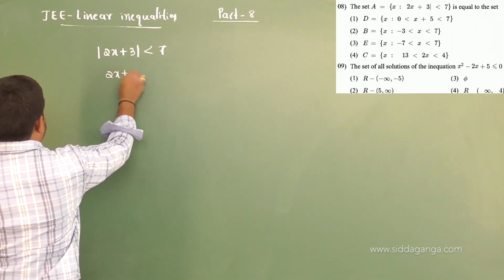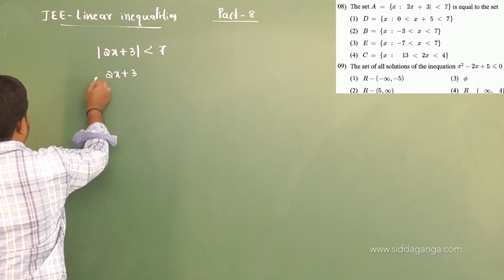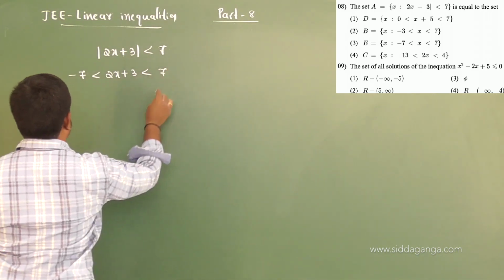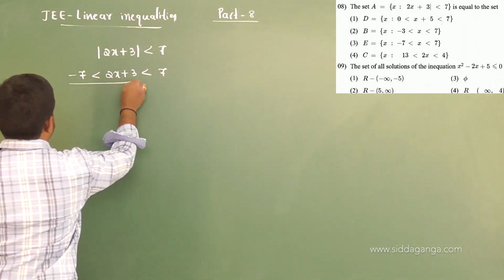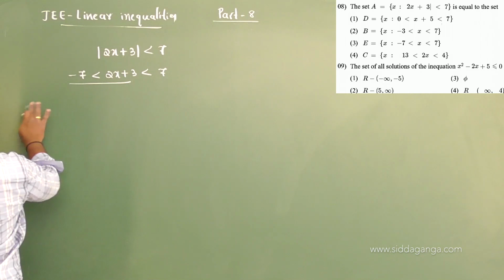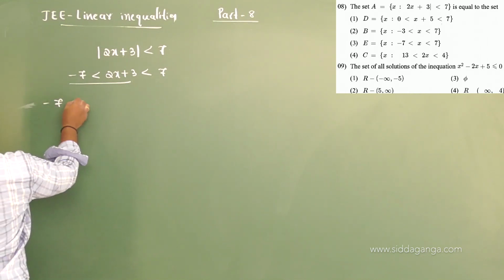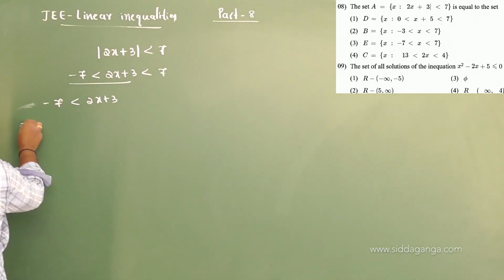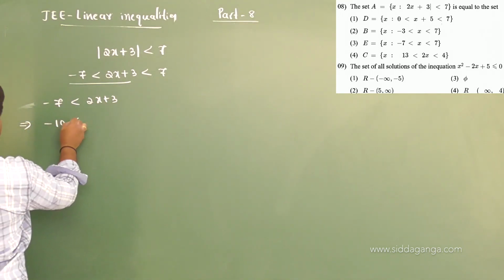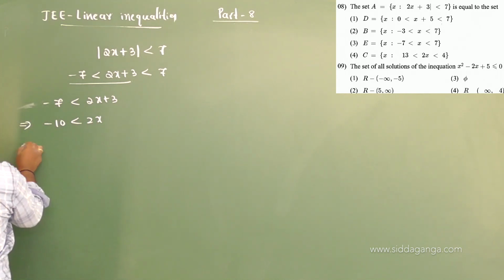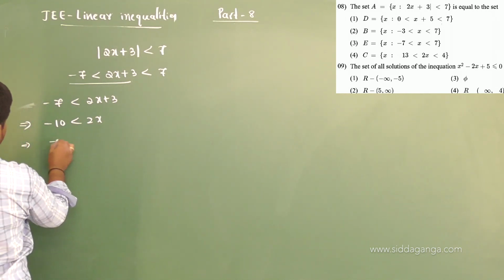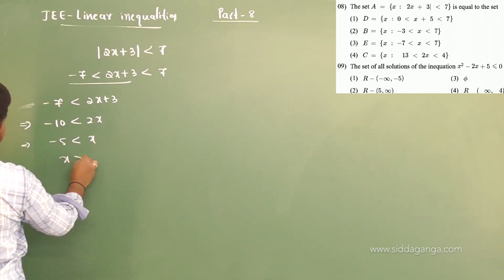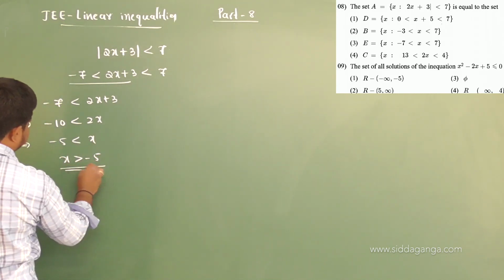2x plus 3 is greater than minus 7, less than plus 7. So, let me solve these two. So, minus 7 less than 2x plus 3. Adding minus 3 on both sides, you get minus 10 less than 2x. You get minus 5 less than x by dividing by 2. So, our x is greater than minus 5.